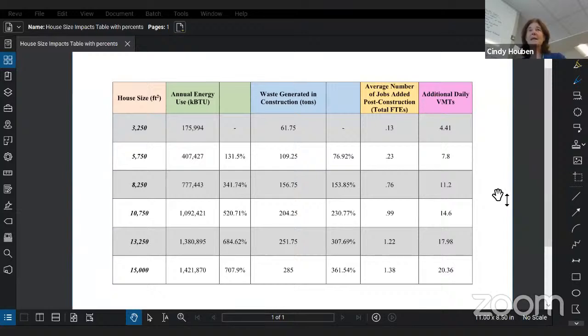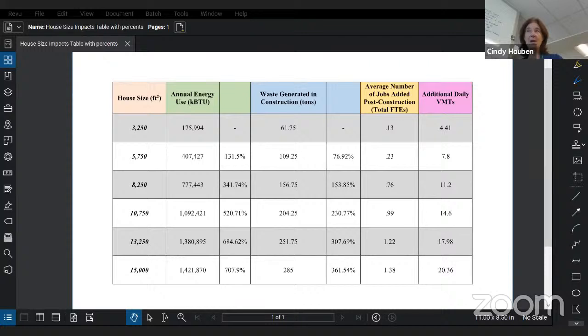As you can see on the left-hand side, we've identified house sizes, and we did that in increments of our transferable development rights just to have something to base it off of. 2,500 square feet per development right, 5,750. That second number is our exemption from growth management, for which anyone may develop without going through growth management. We put the average house size at the top, the average Pitkin County house size, just to give a sense of that.